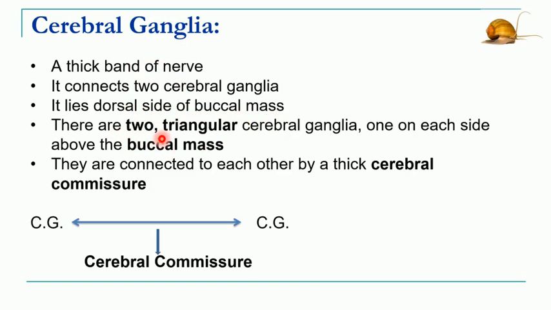They are two in number, they are triangular in shape and they are connected to each other. So these two similar ganglia are connected by the cerebral commissure. Suppose this is one cerebral ganglion, this is the second cerebral ganglion. They will be connected with each other by a connection that is called the cerebral commissure. Commissure means a connection between two similar ganglia, and since they are connecting two cerebral ganglia, we call it the cerebral commissure.